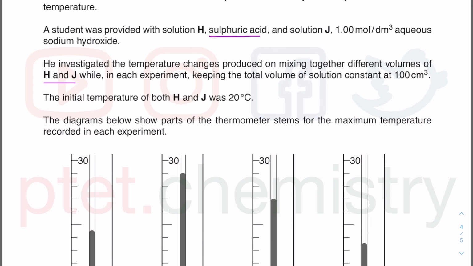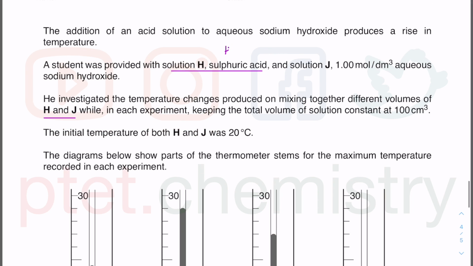This is between sulfuric acid. If you read the question, solution H is sulfuric acid. The formula of sulfuric acid was covered in chemical formulae in Year 9. And this is the formula of sulfuric acid, H2SO4. What you also get is solution J, which is aqueous sodium hydroxide. So you get Na+ and OH-. The formula of sodium hydroxide is NaOH.